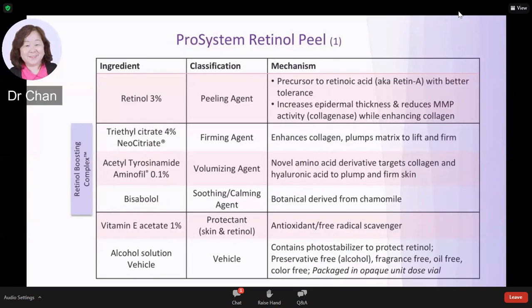Pro System Retinol Peel also contains vitamin E as a protectant due to its antioxidant and free radical scavenger property. The vehicle for this peel is an alcohol solution. It contains a photostabilizer to protect the retinol, and it is preservative, fragrance, and oil-free.